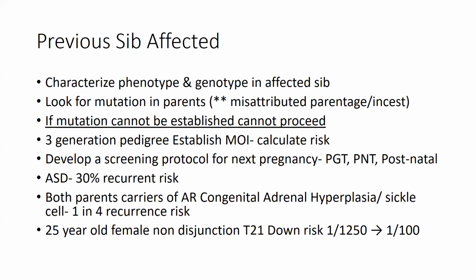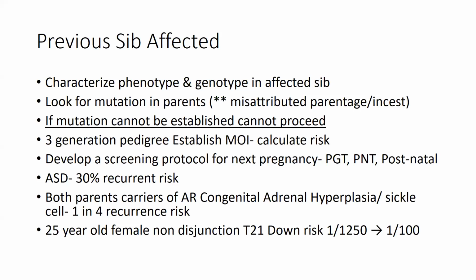So then we go to the other scenario we discussed, where you have a previous sibling affected and they're trying to find out, okay, we had a child who had autism spectrum disorder. We want to know what is the likelihood of getting another such child. So overall, autism has very many genes that cause it, but by and large, the recurrence risk is about 30 to 40%. It's pretty high, right?